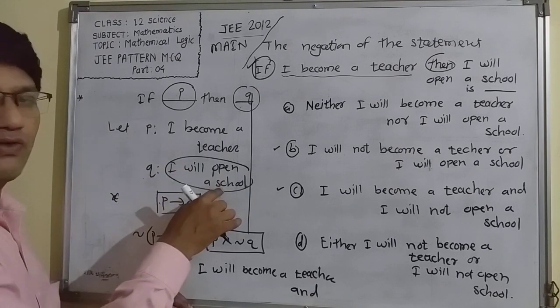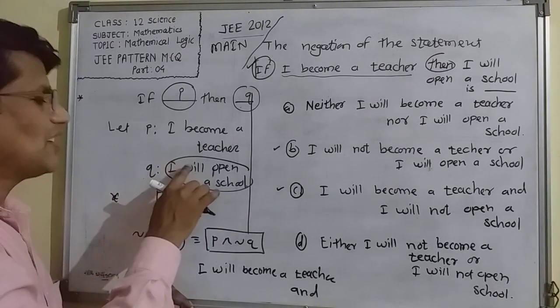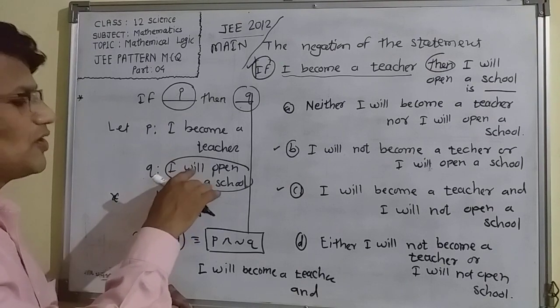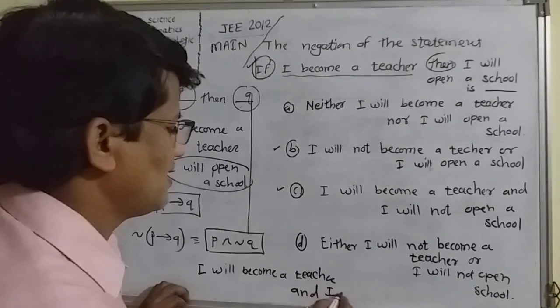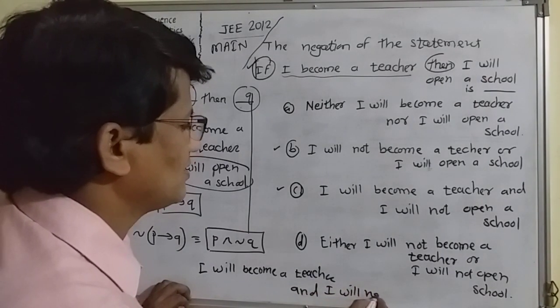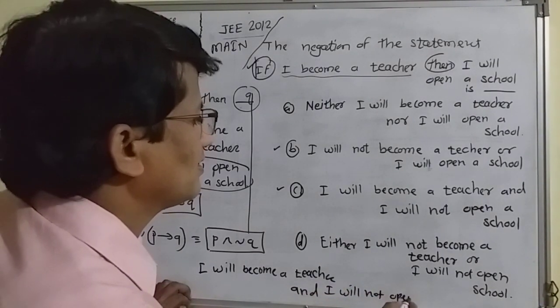I will open a school. What is the negation? I will not open a school. This sentence must be here. I will not open a school.